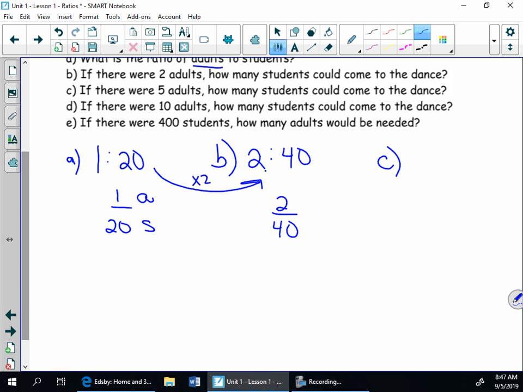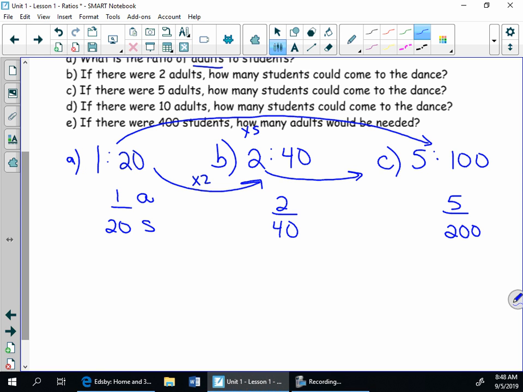Well, it's kind of hard to convert a 2 into a 5. But if we go back to the beginning, how can I turn a 1 into a 5? Multiply by 5, right? So if I times a 1 by 5, I can also times the 20 by 5, and I'll get 5 over 100. Sometimes it's easier to see it in a fraction form. This is 1 out of 20 is what we started with. If we times it by 5, we get our new ratio, an equivalent ratio.